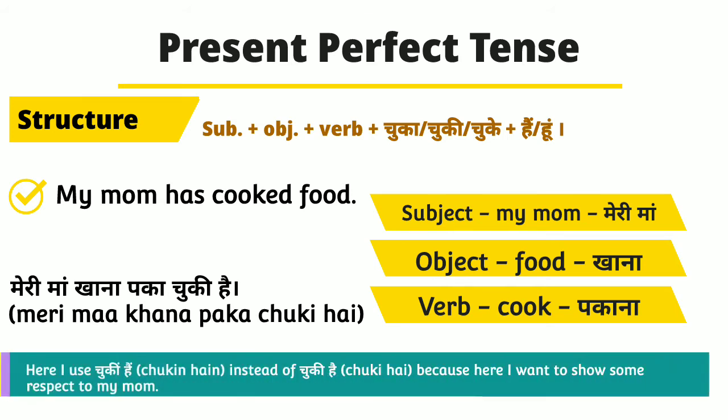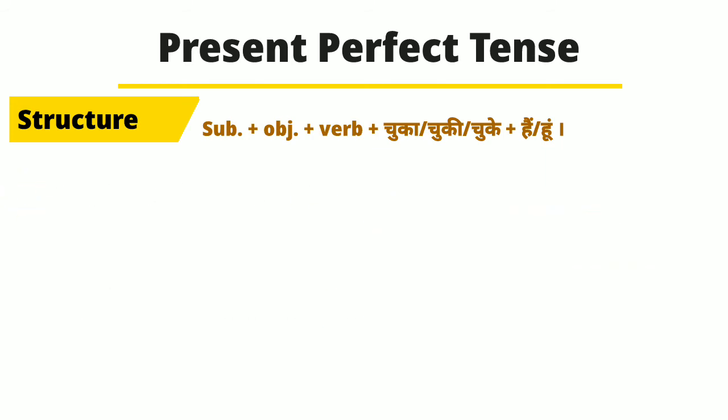You have to remember one more thing. Here I use चुकी हैं instead of चुकी है because here I want to show some respect to my mom. To show respect to someone, we use the na sound in चुकी हैं. So please don't be confused here.